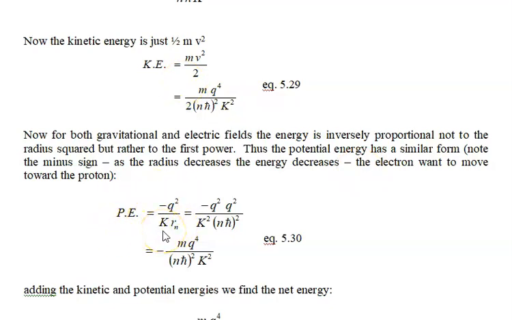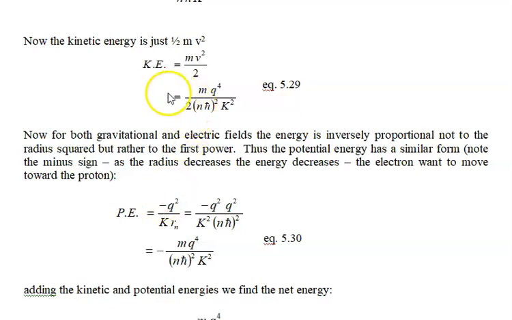And here is the potential energy, minus q squared. The minus, I'll explain in a minute. Minus q squared over k r sub n. If it was squared here, this would be force. Since it's to the first power, it is energy, and the reason it's minus is because the lowest energy is the lowest possible state. We call that the ground state. That would have the smallest possible radius.